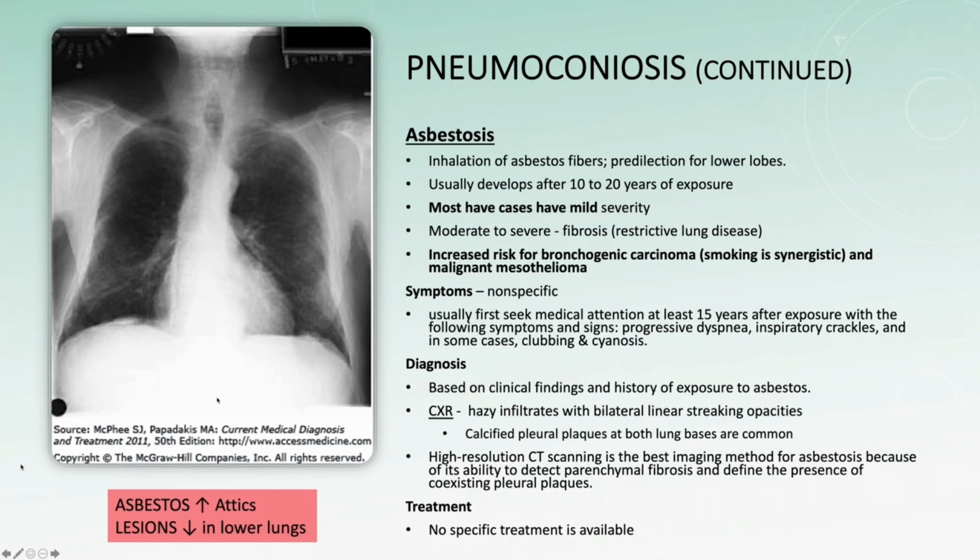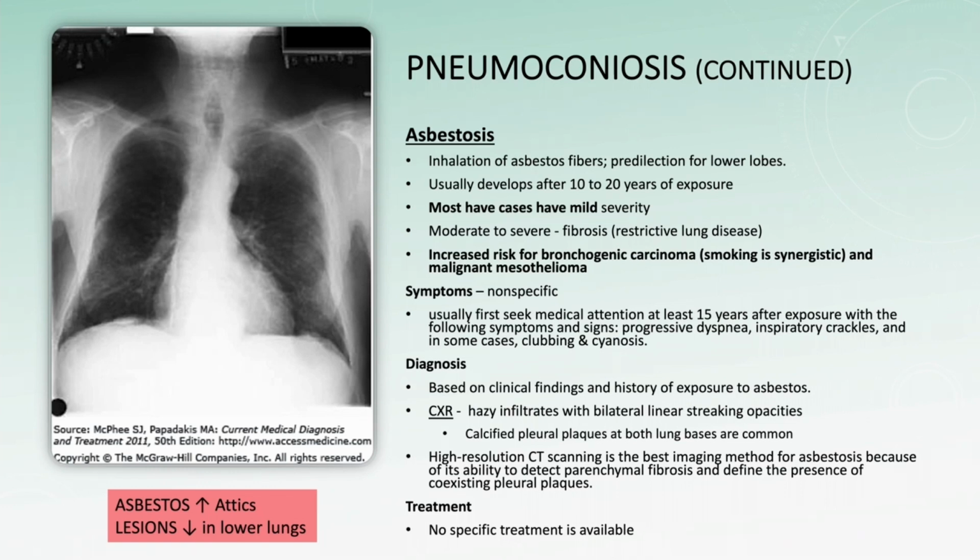Again, there's really no specific treatment for asbestosis, unfortunately. And the problem is that it takes 10 to 20 years to really start having disease after the years of exposure. So by the time you're starting to show these symptoms, it's kind of too late already. You're going to already have the disease.